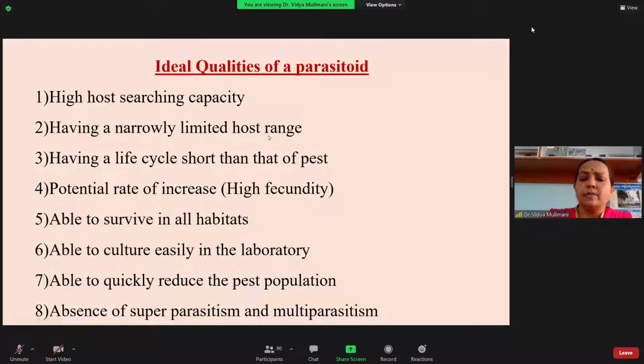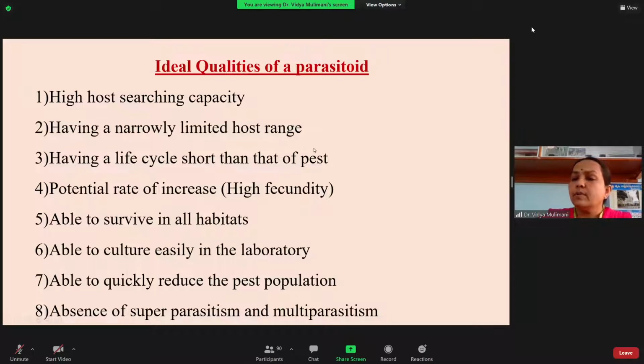Okay. Next is the host range. The number of hosts attacked by the parasitoid should be narrow. Why do we prefer a narrow host range? So that whenever you release the population into the wild, it does not move to other hosts. If it has a wide host range, it will not stay in your field. If a more preferred insect pest is nearby, all the parasitoids will leave your field and go there. Because of that, to get better control, we always prefer to select a parasitoid with a narrow host range.